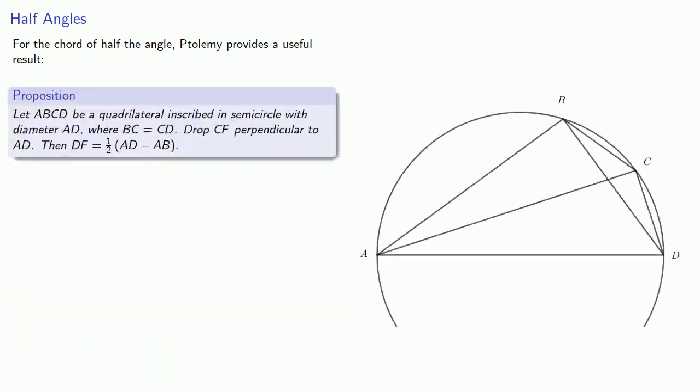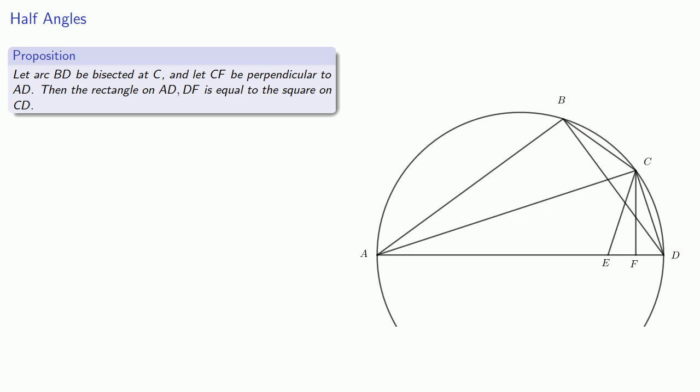For the chord of half the angle, Ptolemy provides a useful result. Let ABCD be a quadrilateral inscribed in a semicircle with diameter AD, where BC is equal to CD. If we drop CF perpendicular to AD, then DF will be half the difference between AD and AB. To prove this, we'll let AE equal AB, and we'll join CE. Then, well, you should be able to complete the rest of the proof on your own. The important things here are that AB and AE are equal, and that angle BAC and CAD subtend equal arcs.